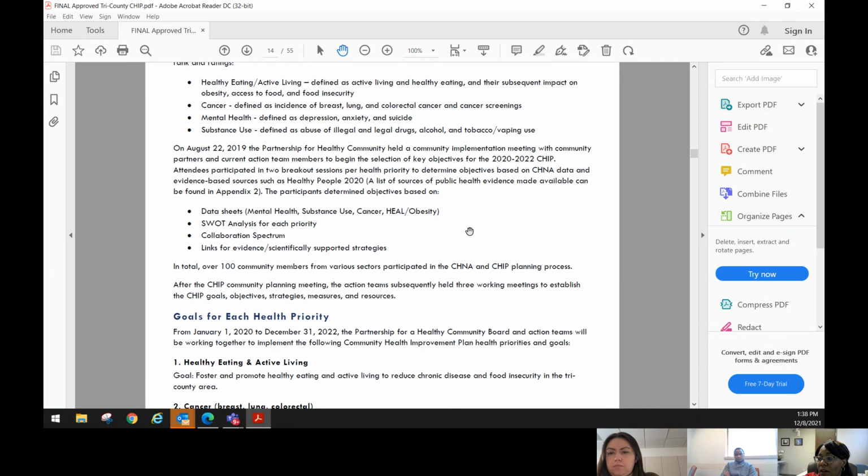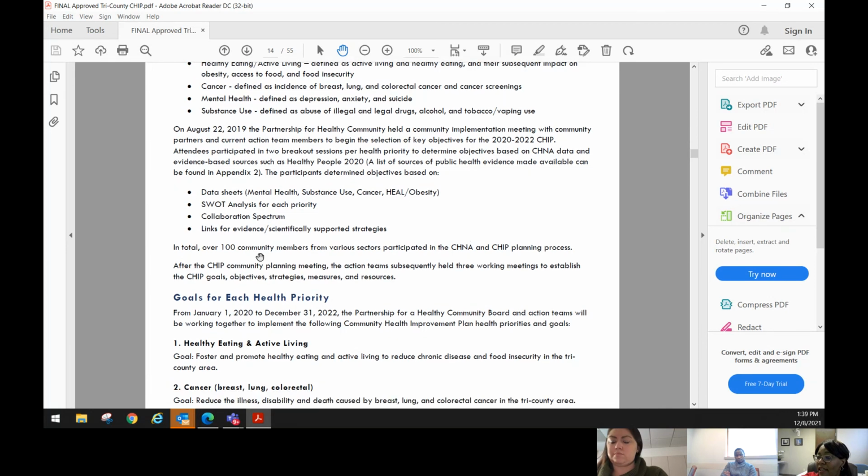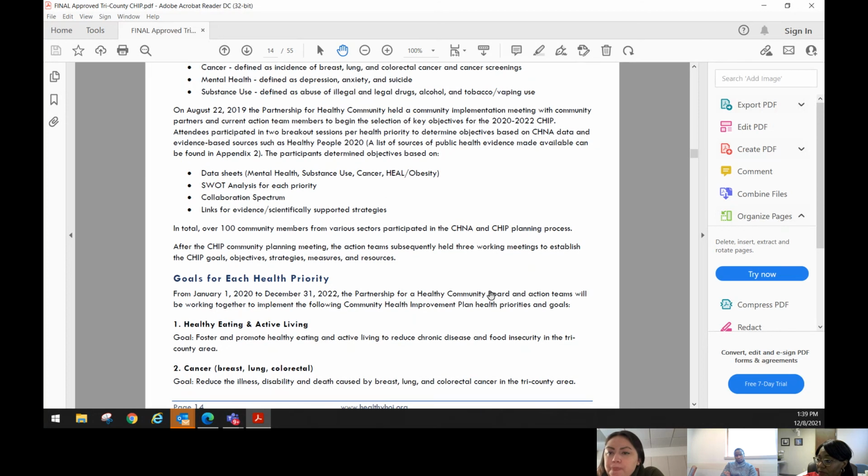So we do adopt evidence-based strategies. And Healthy People 2020 gave us great direction on objectives and interventions that we could use that are already evidence-based. So again, we took all that information, we did summary data sheets, so everybody had it. And then in total, over 100 community members from various sectors participated in both planning processes.